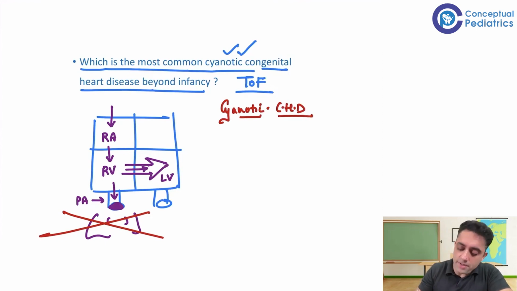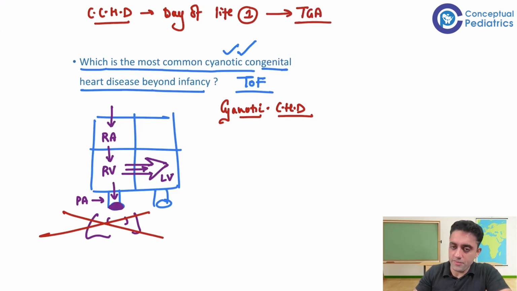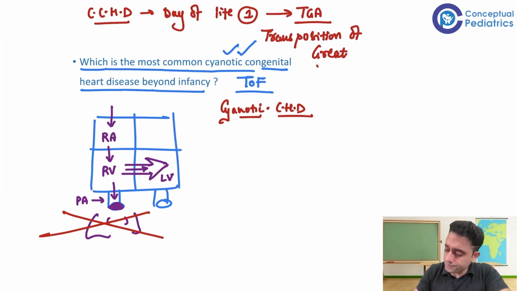But if I say cyanotic congenital heart disease at day of life 1, can you answer in the comment section? A 1-day-old baby, cyanotic, what is the most common answer? The most common cyanotic congenital heart disease at day of life 1 is TGA. If the baby is 1 day old and cyanotic, the answer is TGA. What is TGA? TGA is transposition of great arteries.